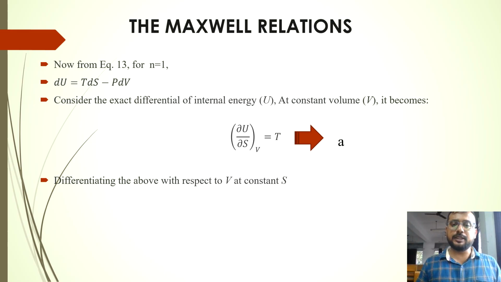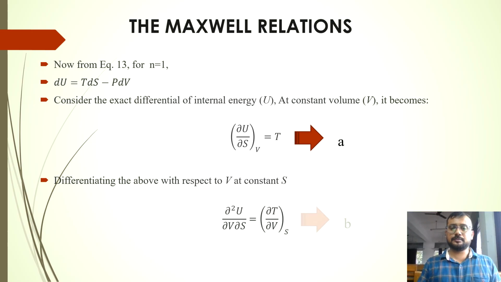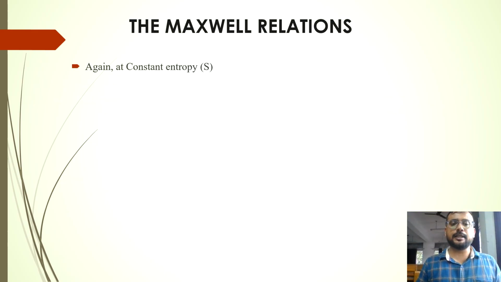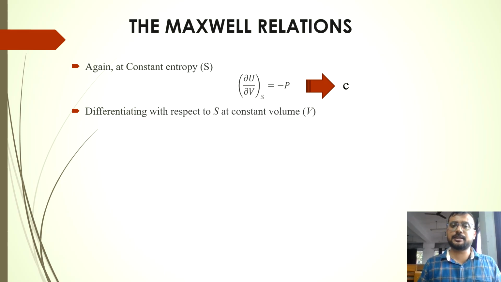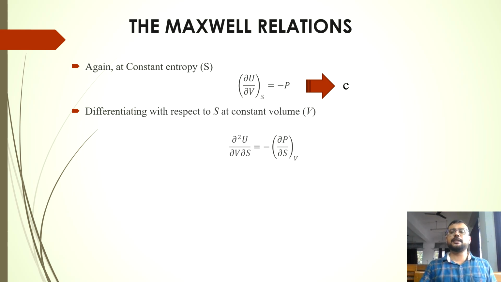Differentiating the above with respect to V at constant S, then it will be ∂²U/∂V∂S equals (∂T/∂V) at constant S. This is equation number B. Now again, at constant entropy, (∂U/∂V) at constant S equals minus P. Equation number C. And differentiating with respect to S at constant V, it will be ∂²U/∂V∂S equals minus (∂P/∂S) at constant V.